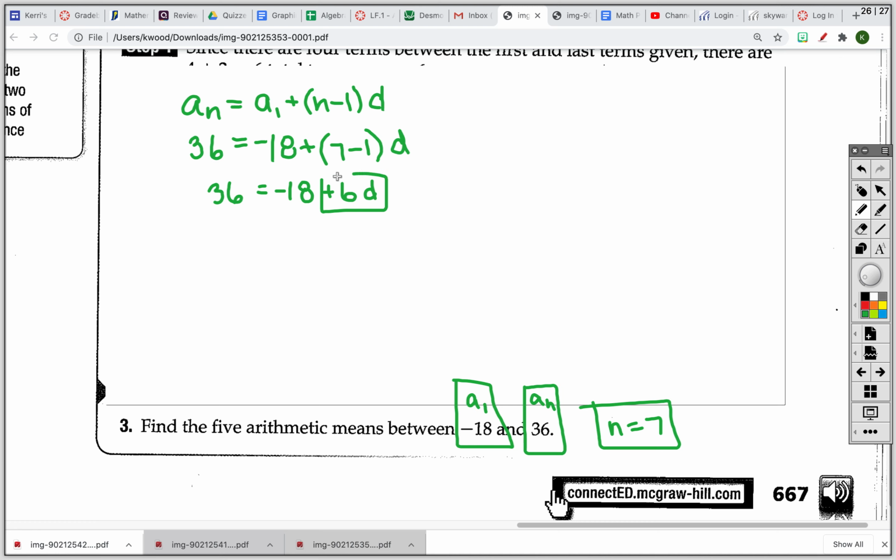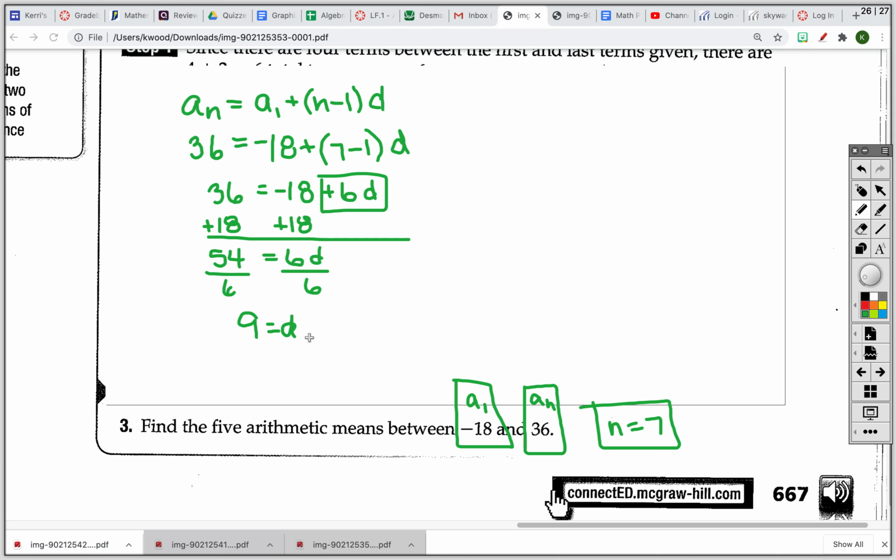Box your variable term. Opposite operation, the opposite of -18 is +18. 54 is equal to 6d. Divide by 6. 54 divided by 6 is 9. That means our common difference is 9.